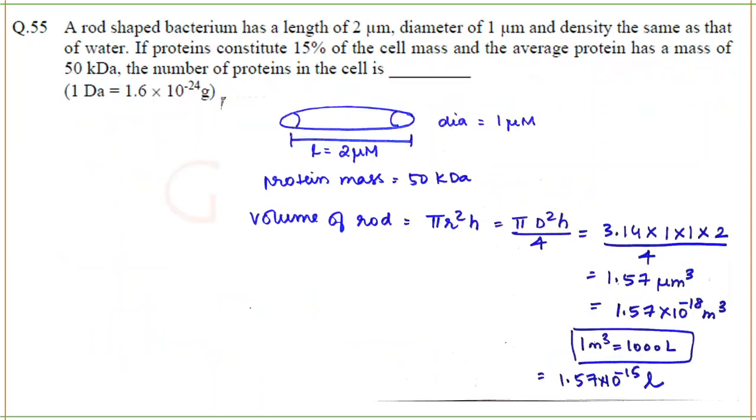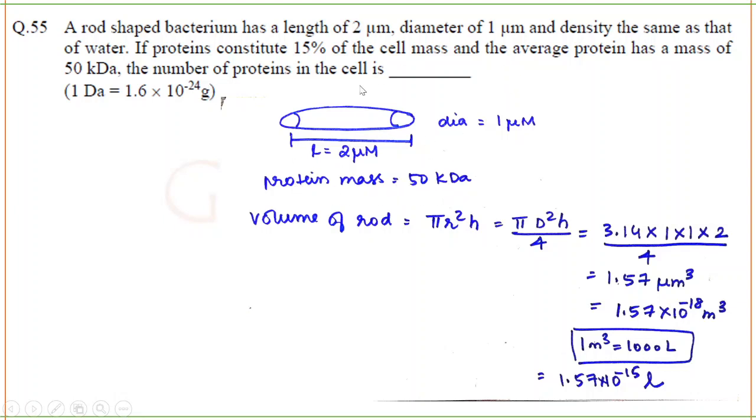Next question. A rod-shaped bacterium has a length of 2 micrometer, diameter is 1 micrometer, and the density is the same as that of water. If protein constituent is 15% of the cell mass and the average protein mass is 50 kilodalton, the number of proteins in the cell is? And 1 dalton is equal to 1.6 into 10 power minus 24 grams. So protein mass they have given as 50 kilodalton.